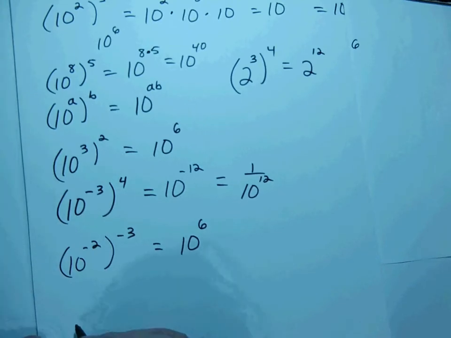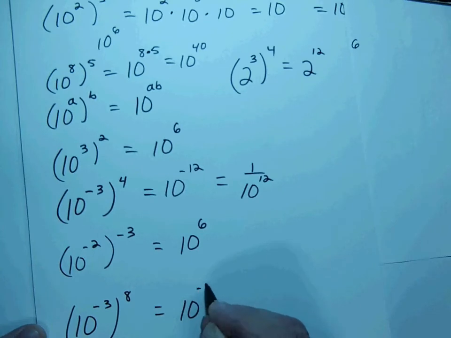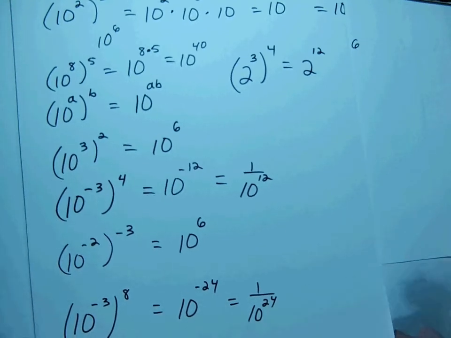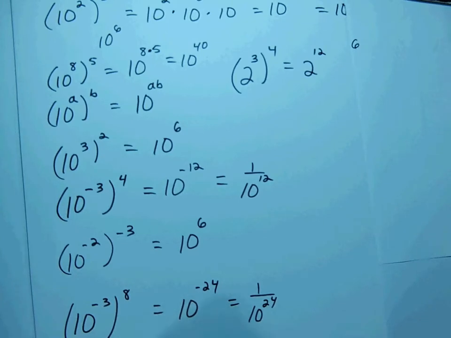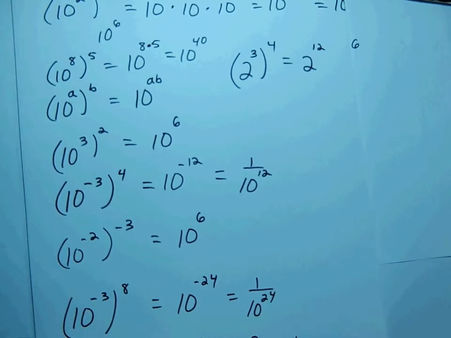What if we have 10 to the negative 3 and then I raise it to the 8th power? That'll be 10 to the negative 24 power, which I'll call 1 over 10 to the positive 24 power. What if I have 10 to the 0 power and then I cube it? Well, what's the rule say? I multiply those exponents together. So 10 to the 0 times 3, and 0 times 3 is still a 0, so it's 10 to the 0, so it's 1.